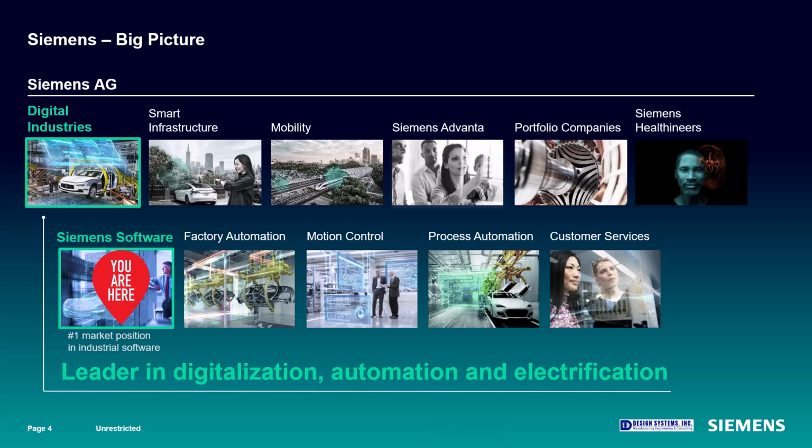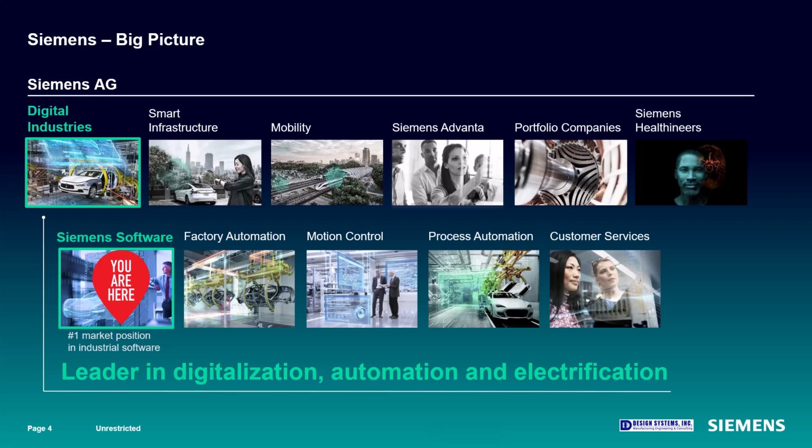Thanks, Mike. Hello, everyone. Thank you for taking time today to join our webinar. I'm going to introduce Siemens here if you're not familiar with us. Siemens AG is a multinational corporation with over 300,000 employees. We have 6 business units. Our business unit is Digital Industries. Our other units include Smart Infrastructure, Mobility, Siemens Advanta, our portfolio companies, and Siemens Healthineers. Within these business units are divisions. Our division is Siemens Software. Other divisions in our business unit are Factory Automation, Motion Control, Process Automation, and Customer Services.